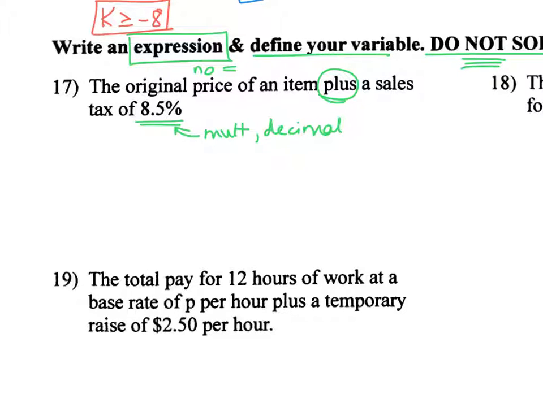So the original price, I'm going to call that X, plus 0.085. All right, that's me moving the decimal 2 times. But I have to multiply that by something, so I'm going to multiply that by X. You could use P if you wanted to. All right, and in this expression, X stands for the original price.